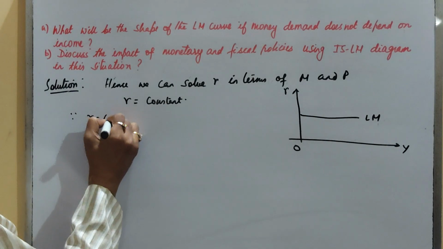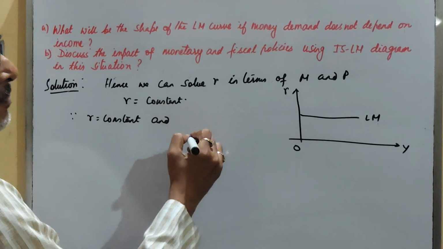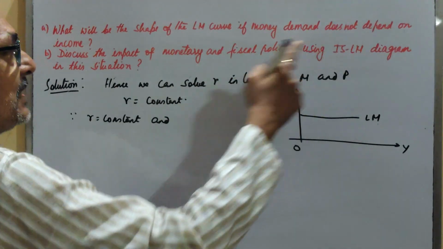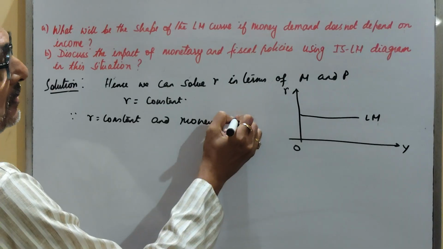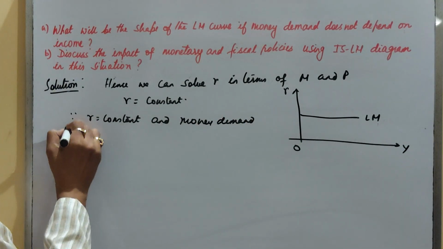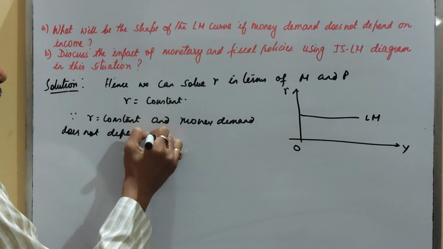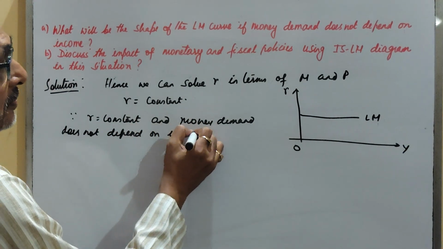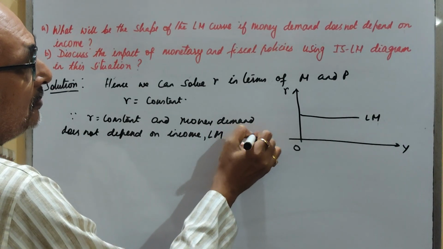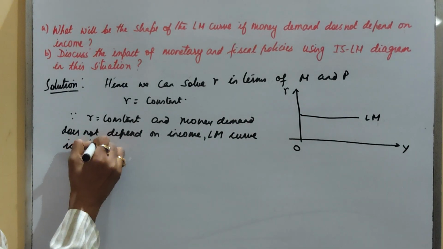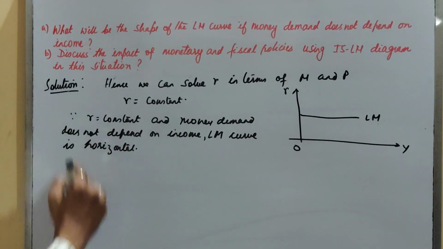Since R is constant and money demand does not depend on income, the LM curve is horizontal. This is the answer of the first part.